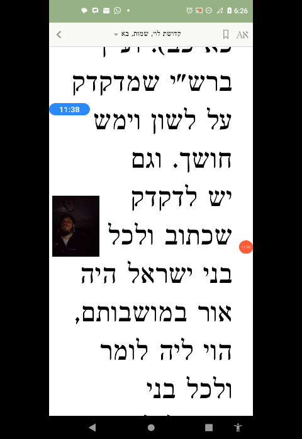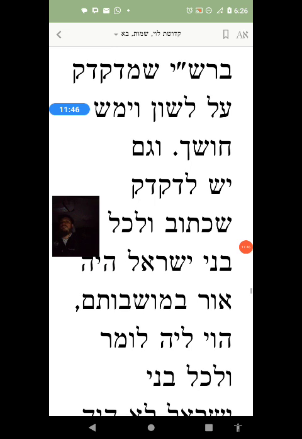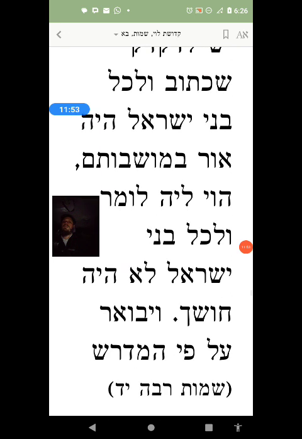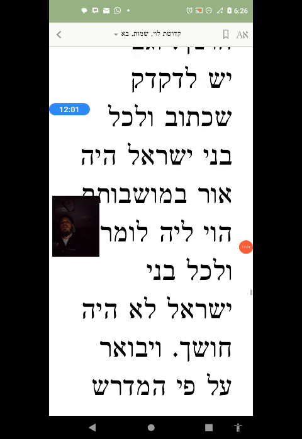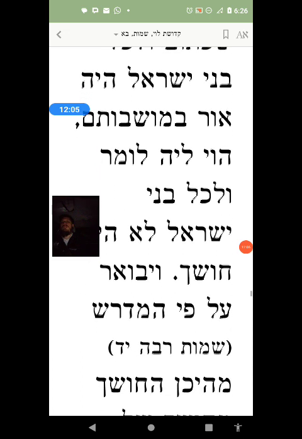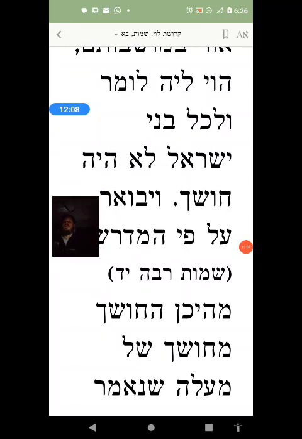So the Heilige Kedushas Levi, he says we should look at how Rashi Zal looks at what it means, this term, but we could also homiletically understand, or even make a pshat, the simple understanding of what it's written, and unto all the children of Israel there was light in their dwelling places.